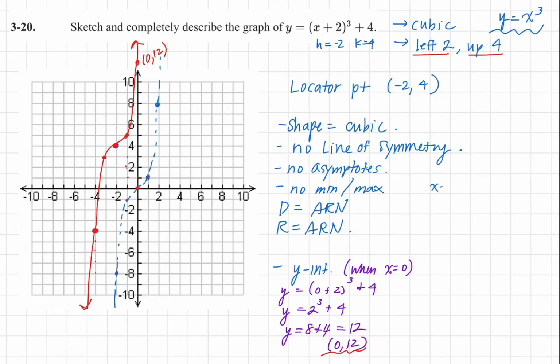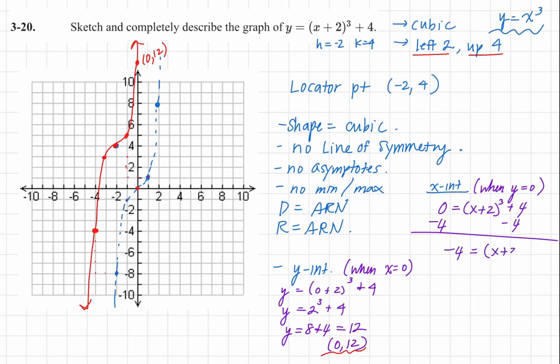The x-intercept is where I saw many students struggling. That's when the y value is equal to 0. So I'm going to plug in 0 for y. So 0 is equal to x plus 2 cubed plus 4. Subtract 4 from both sides. So now I've got -4 equals x plus 2 cubed. So then I would cube root both sides, because I've got to solve for x. I've got to undo the cube. So that's going to give me x plus 2 equals the cube root of -4.